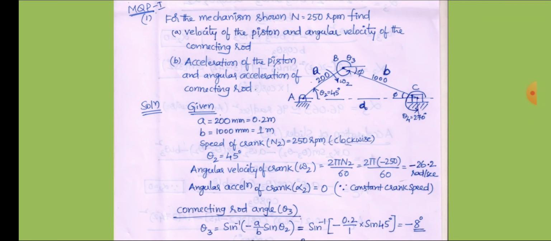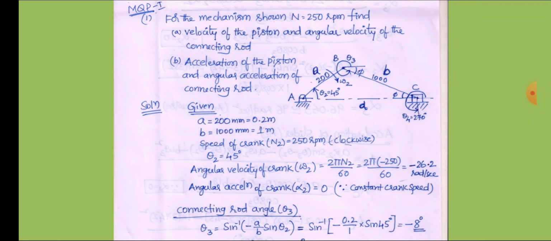Next, what else can I list out other than this? Small a, that is the length of the crank, is equal to 200 mm. I will convert this into meters by dividing by 1000: 200 by 1000, that is 0.2 meters. And next, small b, the length of the connecting rod, is equal to 1000 mm. Divided by 1000, I will get 1 meter.